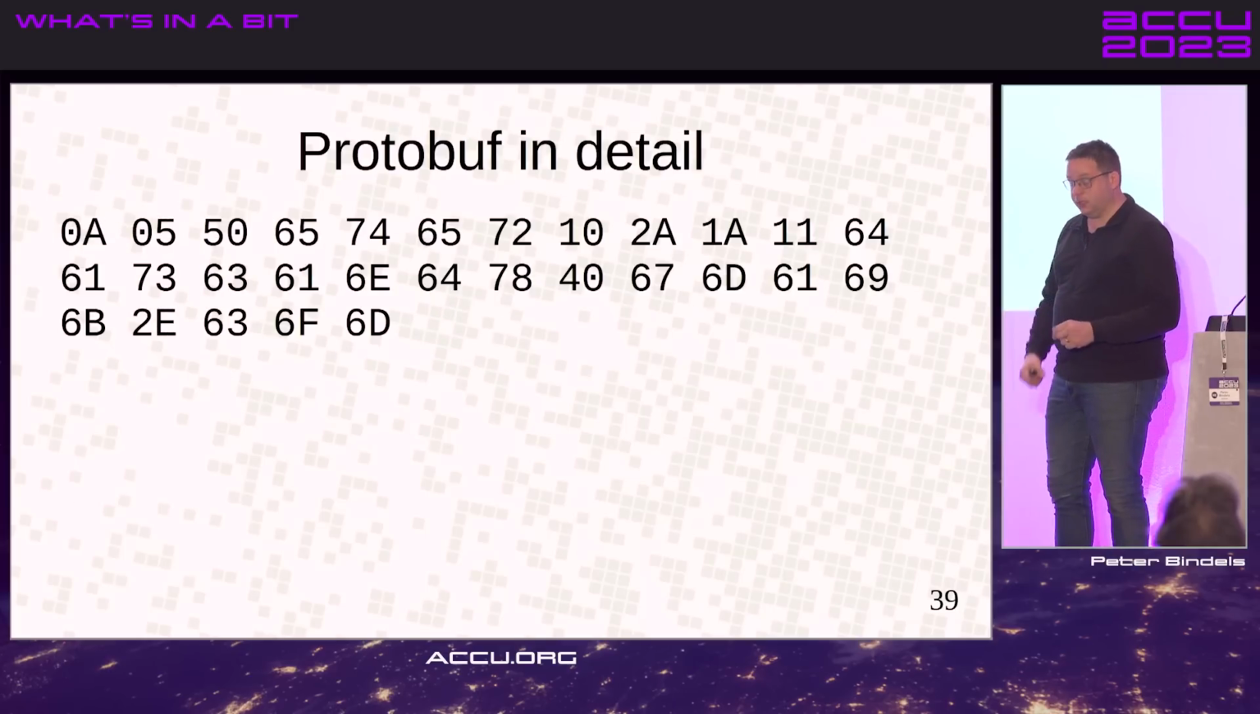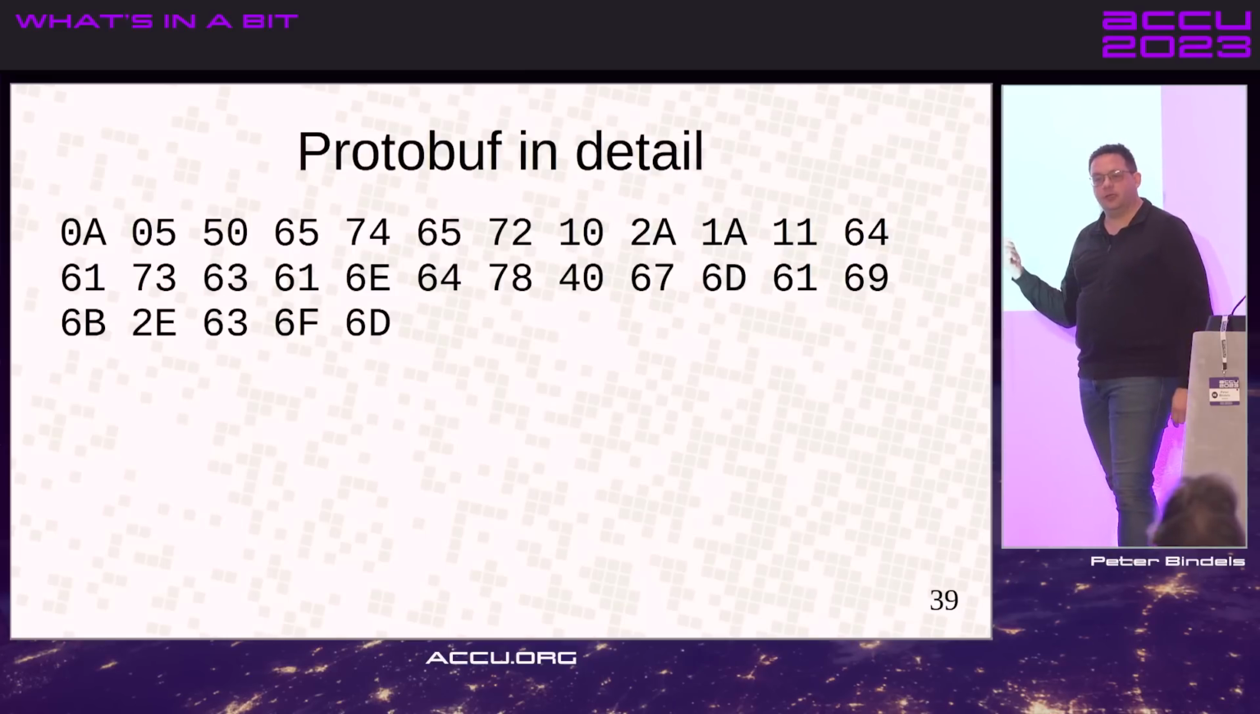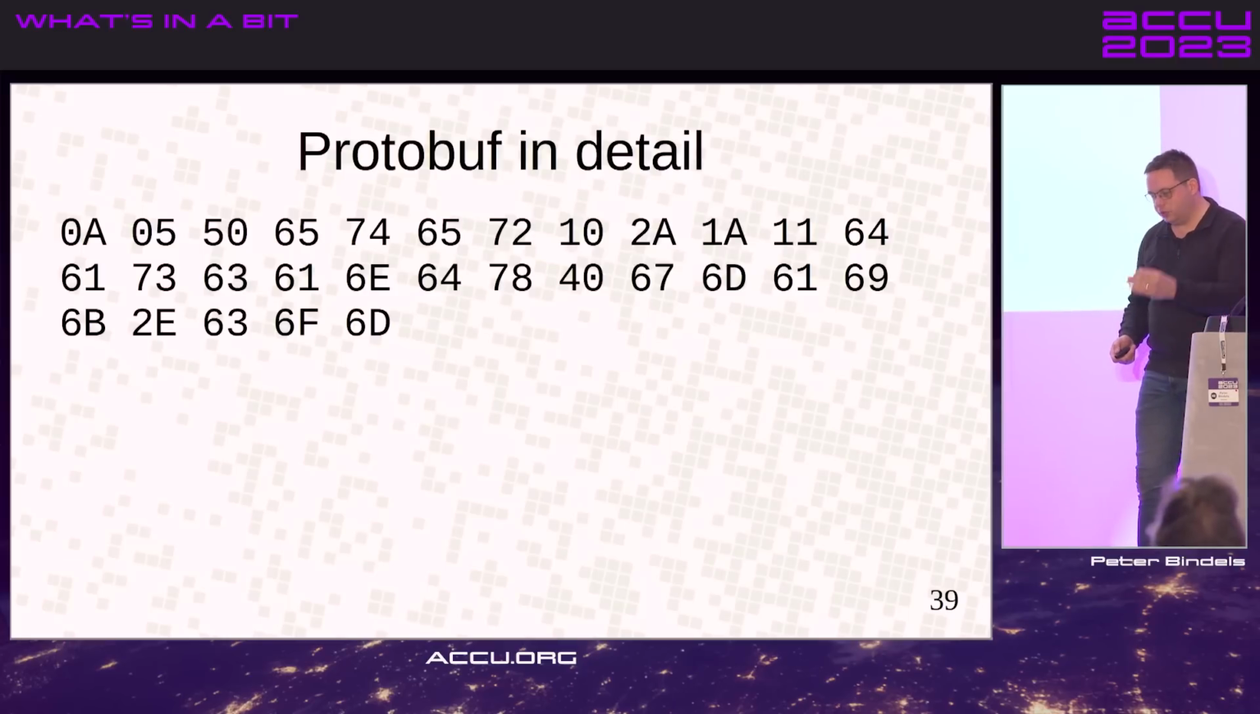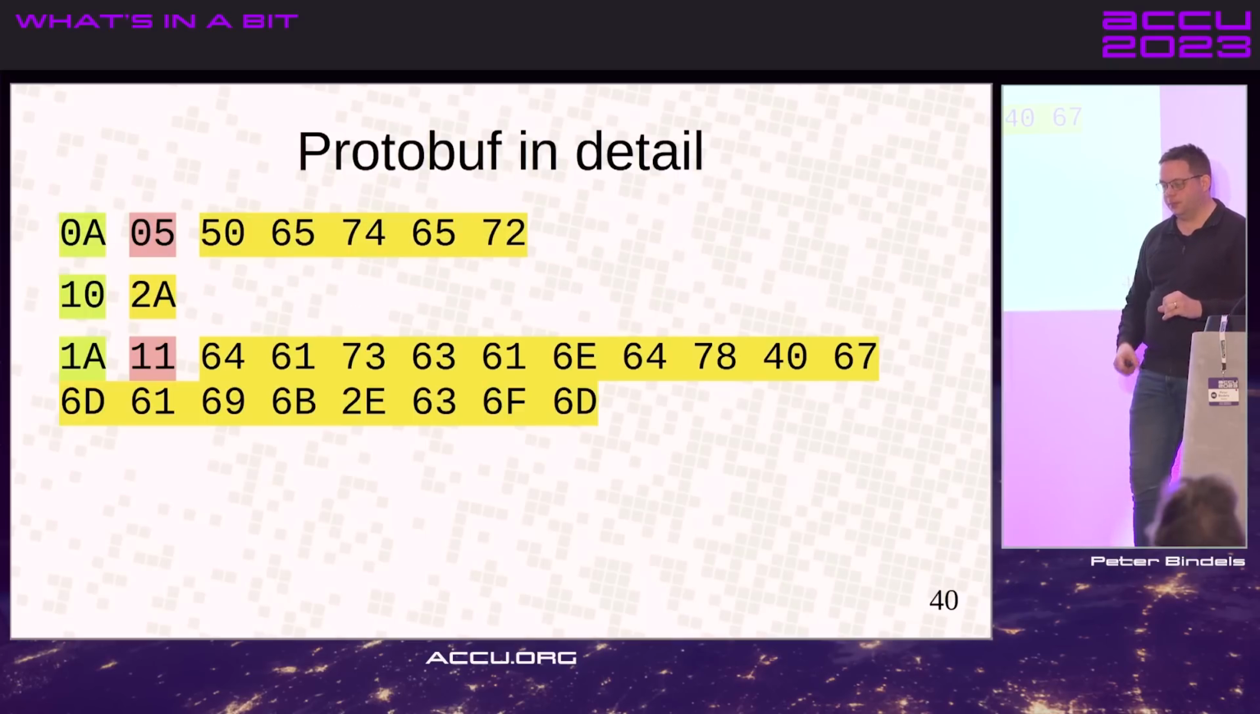And in binary, it looks like this. Now, this isn't intuitive. This doesn't look like something that you can just read. But if you know how the encoding works, if you know the convention, you can take the bytes and individually mark them by what they're doing. So let's do that.